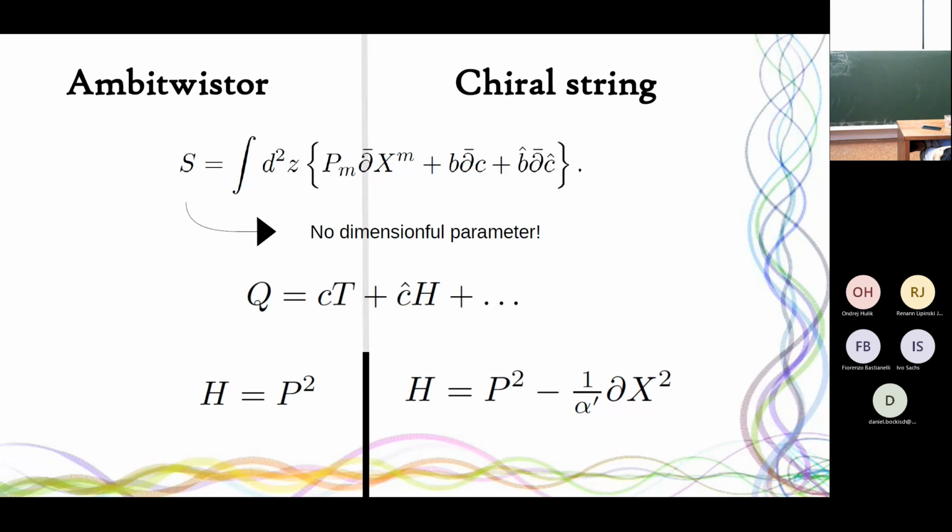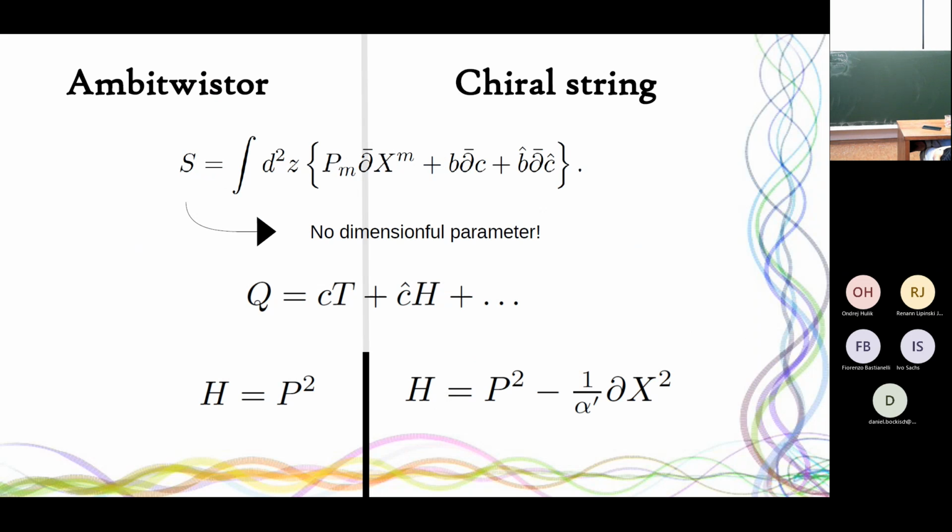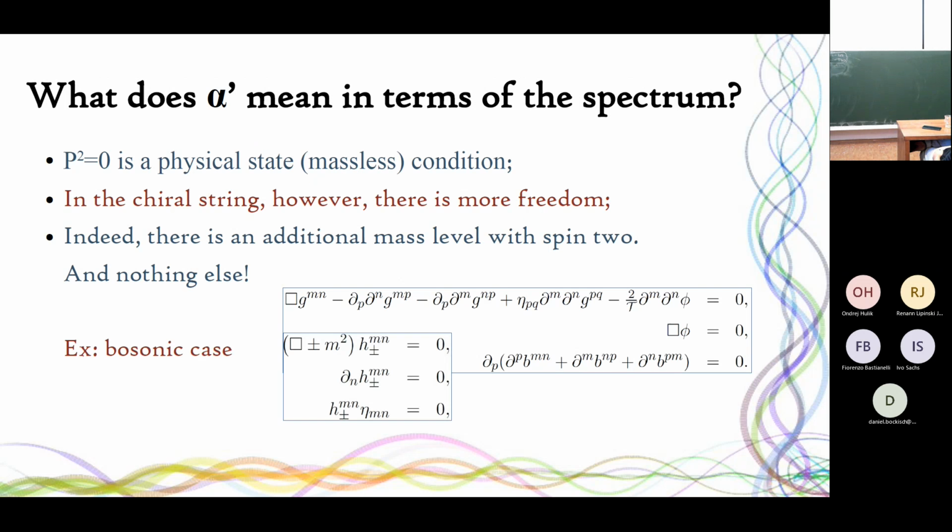So what does this alpha prime mean in terms of the spectrum? P square equals zero is just the physical state condition you get from the BRST charge. It's basically implying the masses. And then in the Cayley string, you have this extra freedom because the constraint is not really P square equals zero, but P square equals something else.